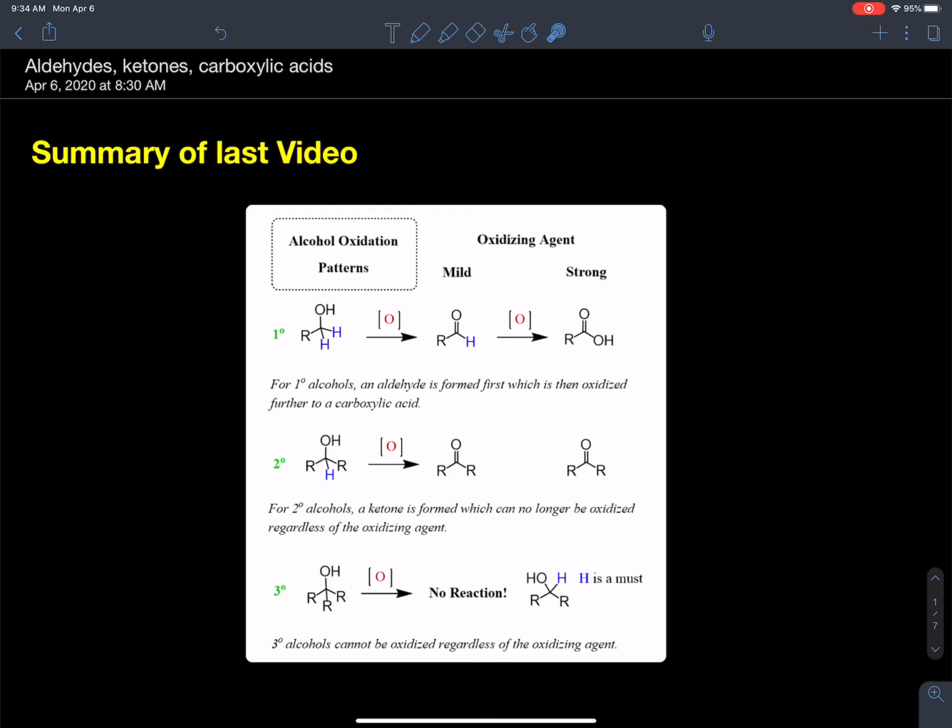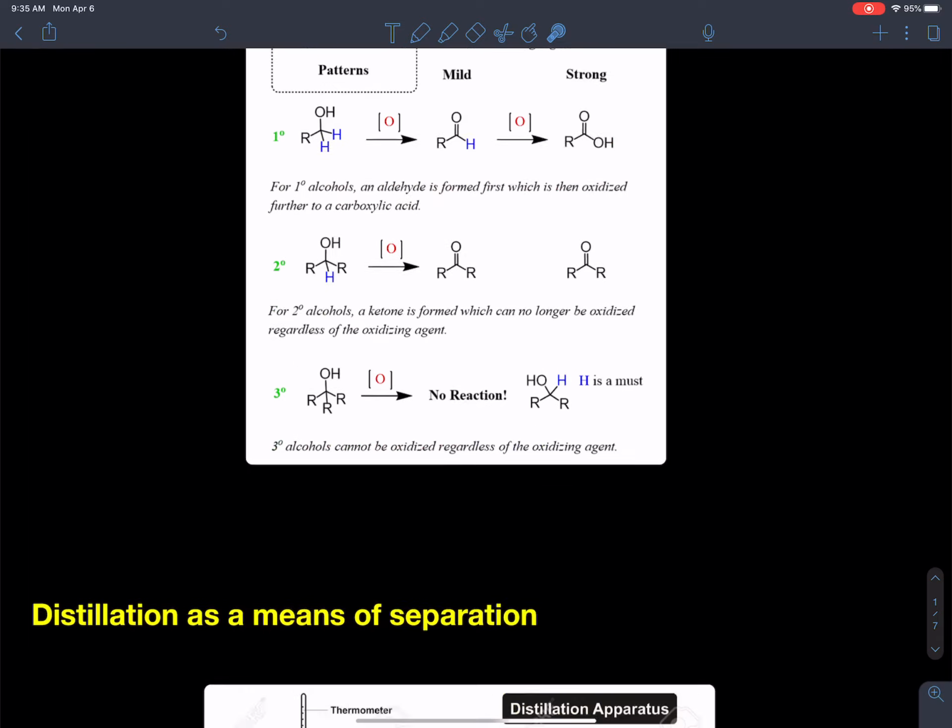Okay, so you need to remove a hydrogen atom to be able to oxidize. Here I have two hydrogen atoms, so I can do two oxidations. I have one hydrogen atom, I can do one oxidation. I don't have any hydrogen atoms, I can't do any oxidation. Okay, so now we're going to take a look at the difference between aldehydes, carboxylic acids, and ketones.